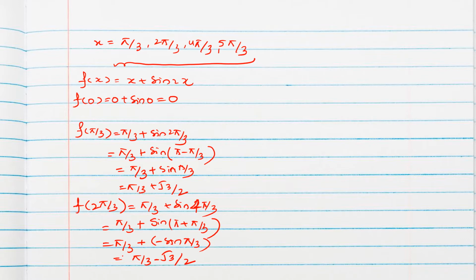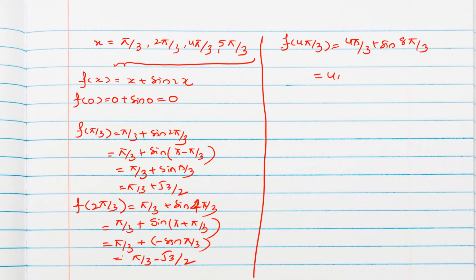Okay, now we will find f of 4 pi by 3. f of 4 pi by 3 means 4 pi by 3 plus sine 8 pi by 3 will come. So that we can write 3 pi minus pi by 3. 3 pi minus pi by 3 means second quadrant. So sine pi by 3 we can write, that is 4 pi by 3 plus root 3 by 2.